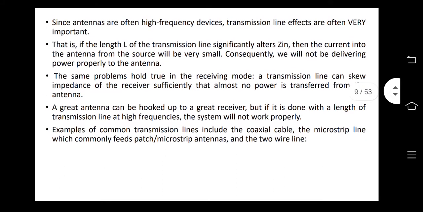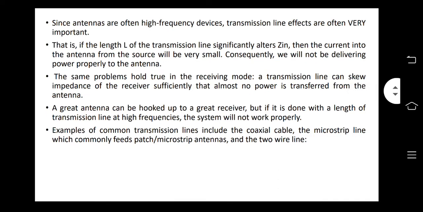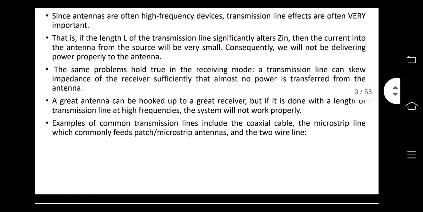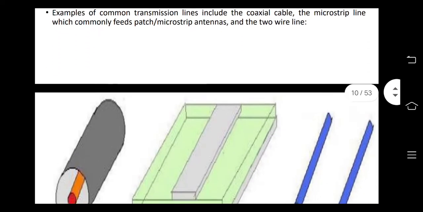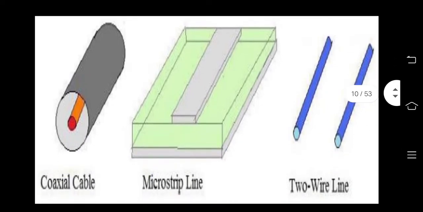The examples of common transmission lines include the coaxial cable, the microstrip line, which commonly feeds the patch antenna or a microstrip antenna, and the two-wire line. They are shown below: the coaxial cable, microstrip line and two-wire line.